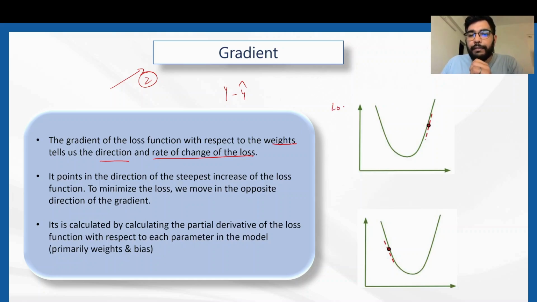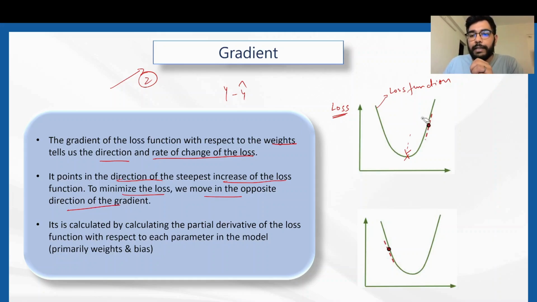Let's take an example where on the y-axis we have the loss and this parabolic curve is our loss function. What we want to achieve is to go to this particular point where the loss is minimized, right? Let's say we are starting from this particular point. How do we decide in which direction to move so that we reach that point? This is where the gradient of the loss function helps us. It points us in the direction of the steepest increase in the loss function. To minimize the loss, we move in the opposite direction.